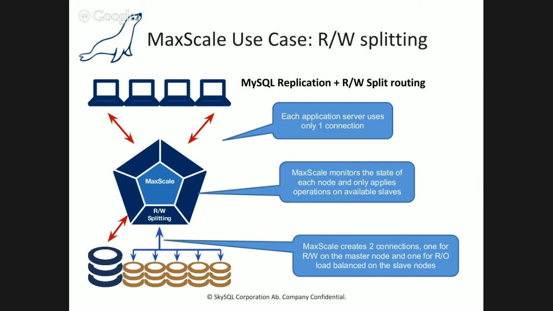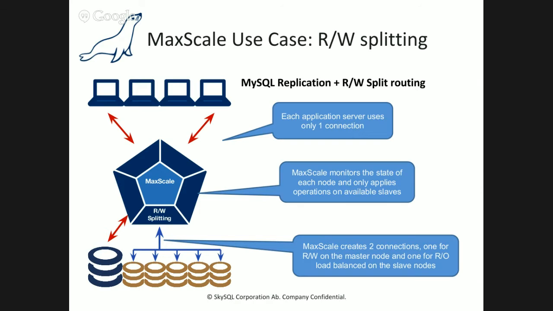And basically, the MaxScale proxy looks like a MySQL server, a MariaDB server. So your application, or your clients, think they're connecting to MariaDB or MySQL, but they're actually connecting to MaxScale. MaxScale gets the queries from the application, and then it decides, okay, what do I do with these queries?